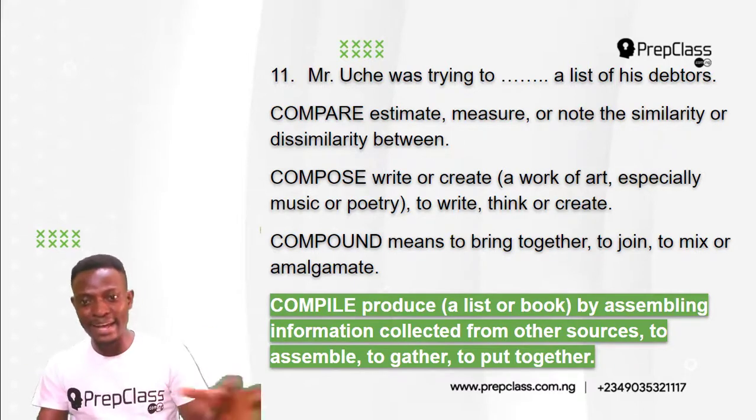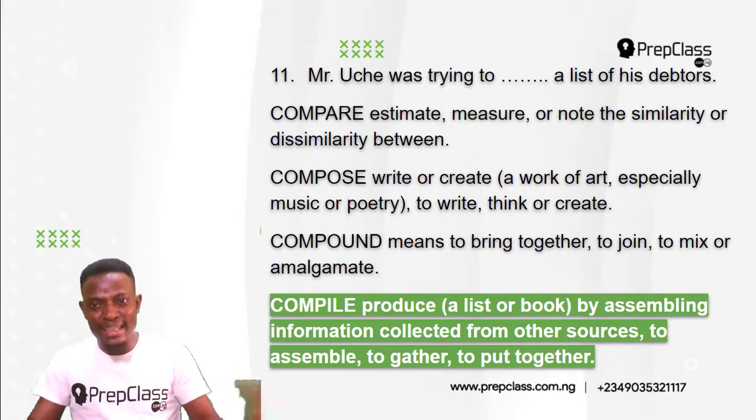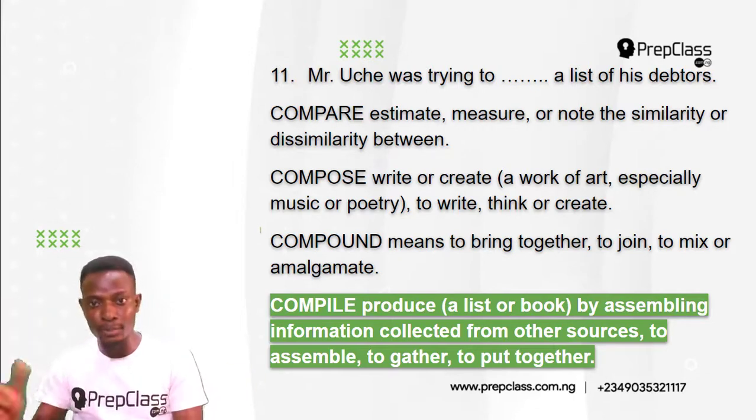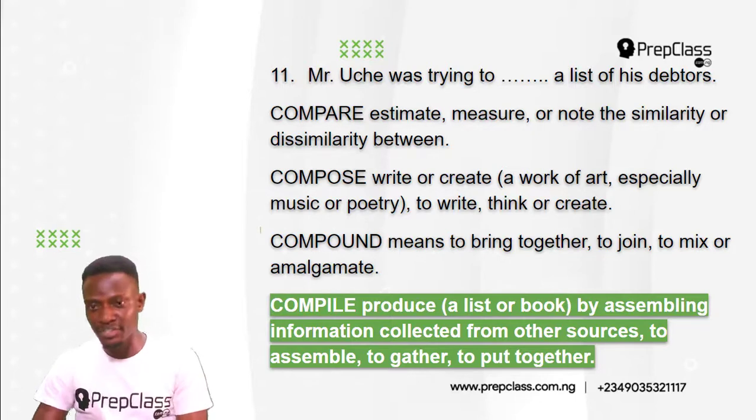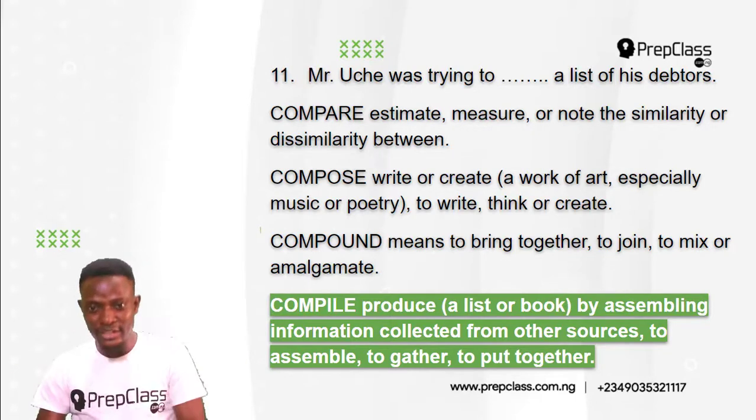So assemble, to gather, to put together. Mr. Uche was trying to gather a list of his debtors. He was trying to compile them into one place. Okay, Mr. Awale is owing me money. Mr. Daniel is owing me money. Mrs. Choma is owing me money. He's trying to compile a list of his debtors, trying to bring them together, trying to assemble them together.